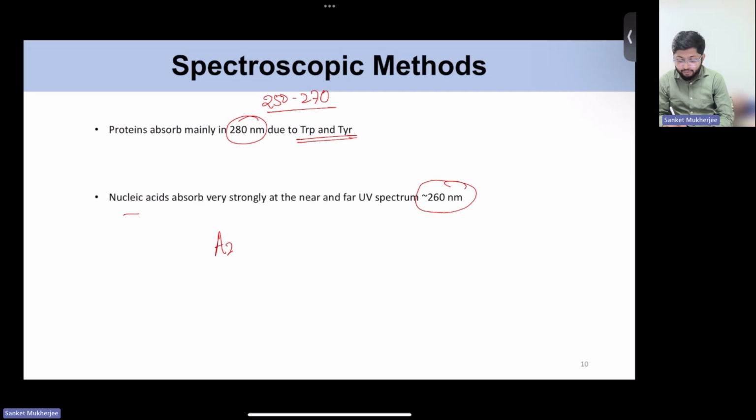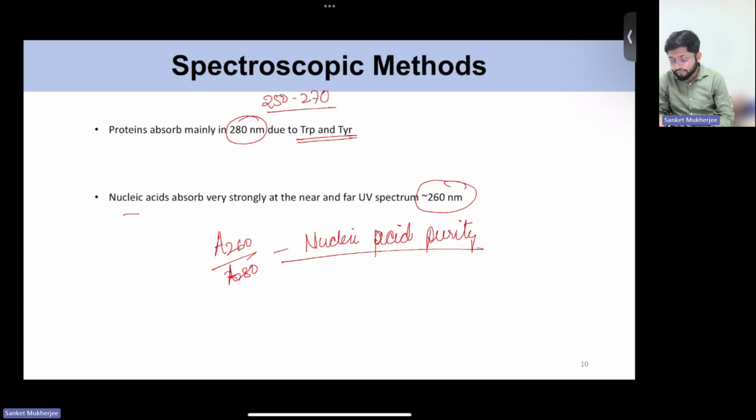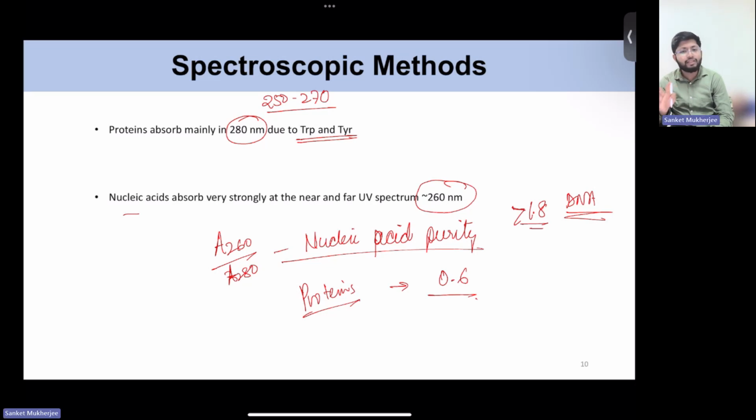Based on this, we have a 260 by 280 ratio for nucleic acid purity. So when we have this value greater than 1.8 or something like that, we consider it as pure DNA. For proteins, we have this A260 by 280 ratio somewhere around 0.6 usually, but it can also differ. For proteins, it's not exactly defined.